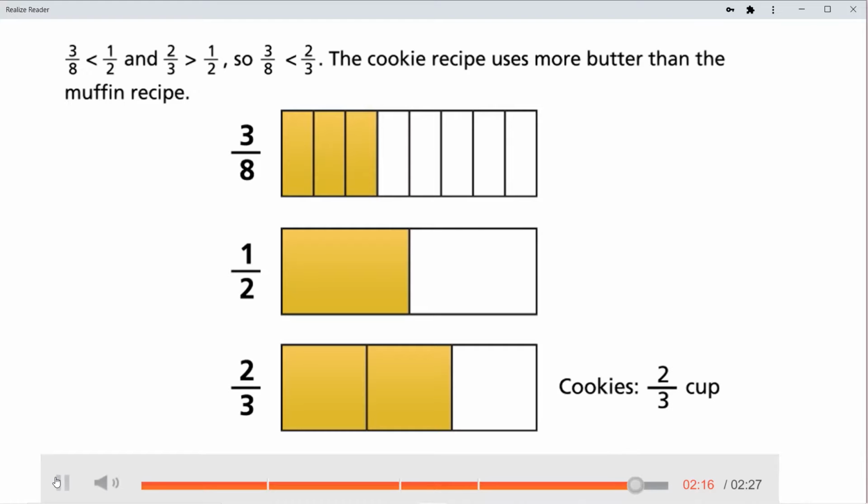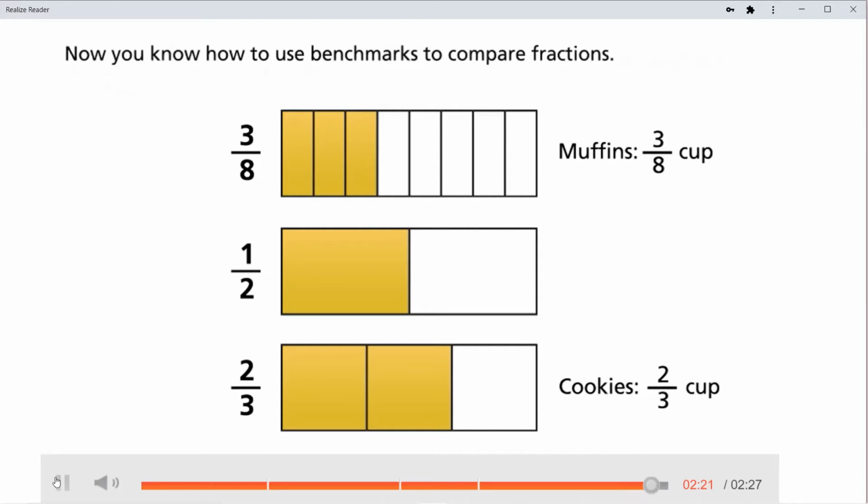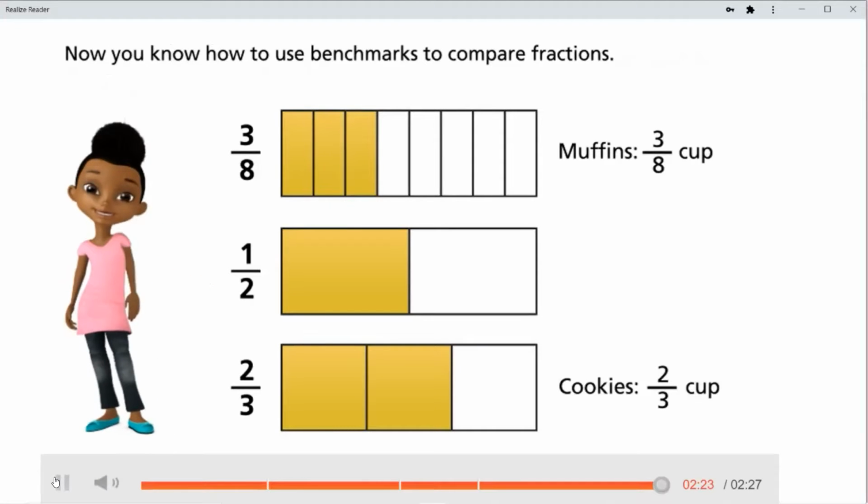The cookie recipe uses more butter than the muffin recipe. Now you know how to use benchmarks to compare fractions.